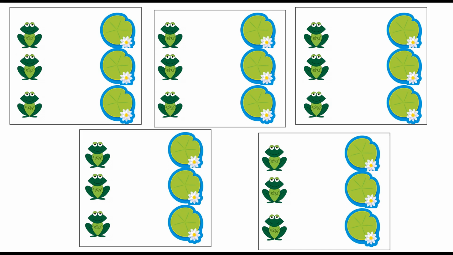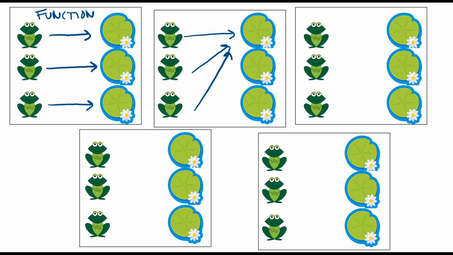All right, so this frog is going to jump to this lily pad, this frog is going to jump to this lily pad, and this frog is going to jump to that lily pad. Everybody survived. This is a function. Now, something that can look a little different. This frog jumps to this lily pad, this frog jumps to this lily pad, and this one jumps to that as well. Now, did any of the frogs jump to more than one location at a time? No. This is actually a frog party, and that is totally fine. It's when the frogs try to go to more than one place at a time. So this is a function.